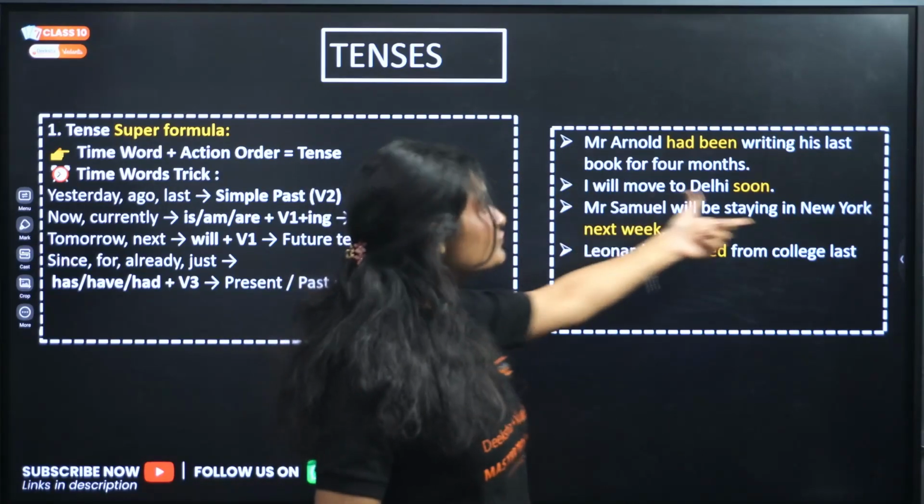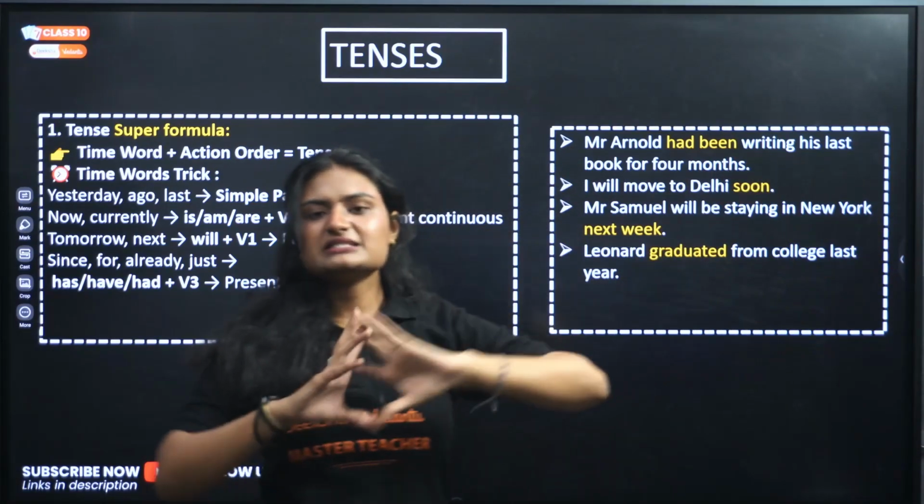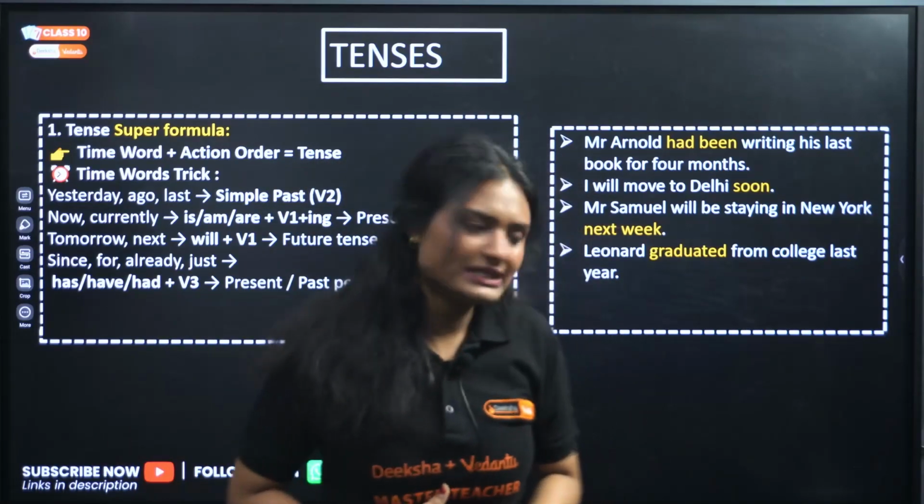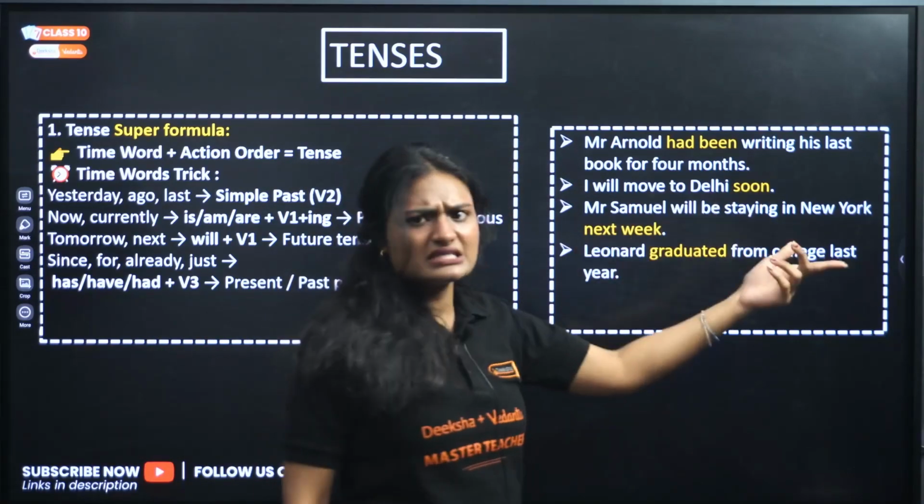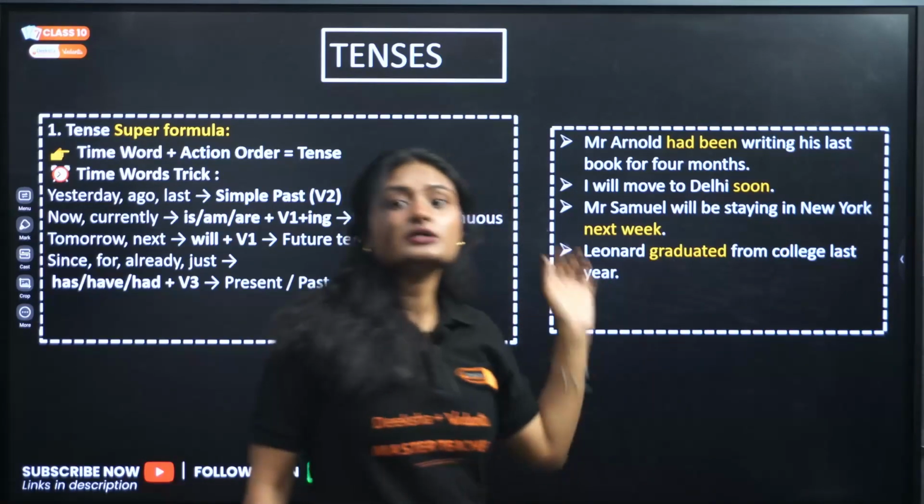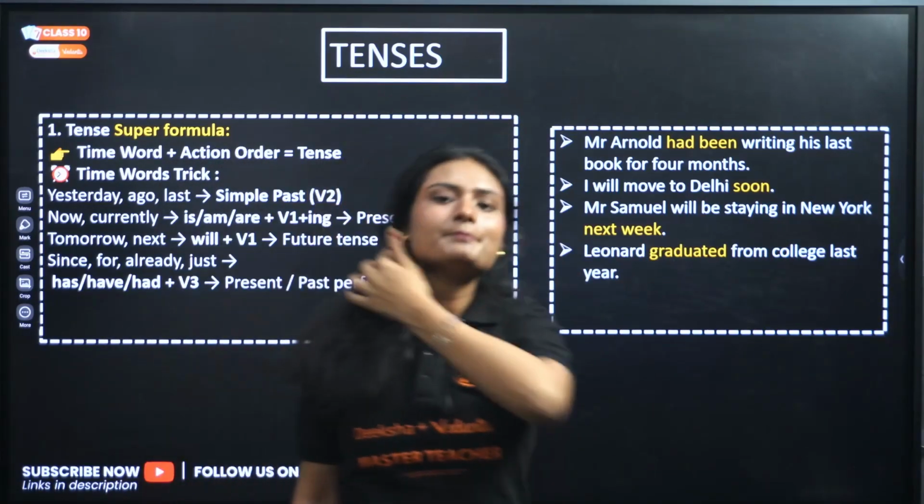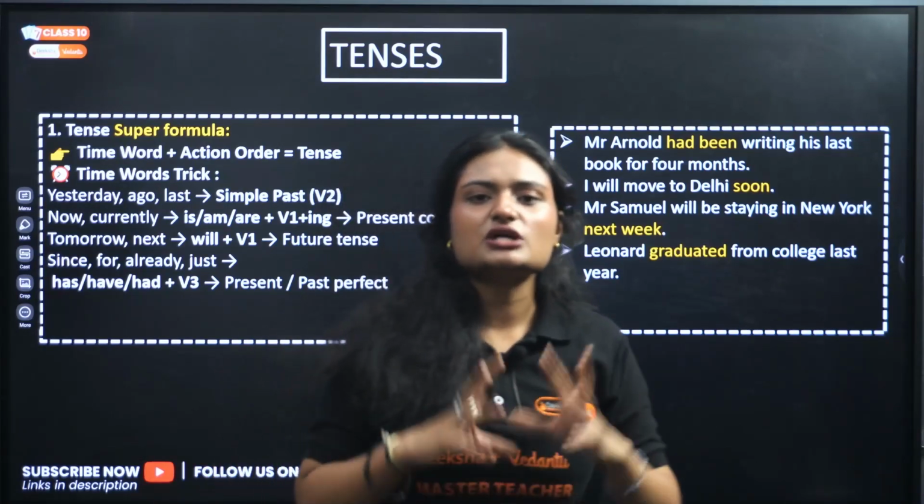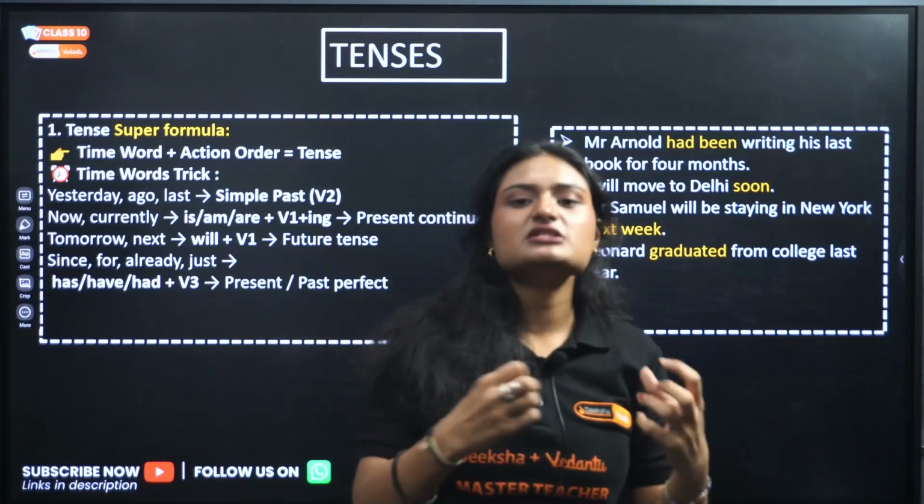Then I will move to really soon. Soon, basically the event will happen in future. The tense is future tense. Next is next week, something is going to happen next week, again future tense. Last year, the event has already happened, again past tense. Okay, so that's how you identify which tenses are there in the given sentence.